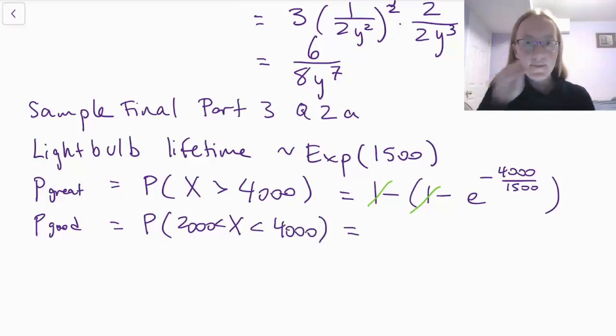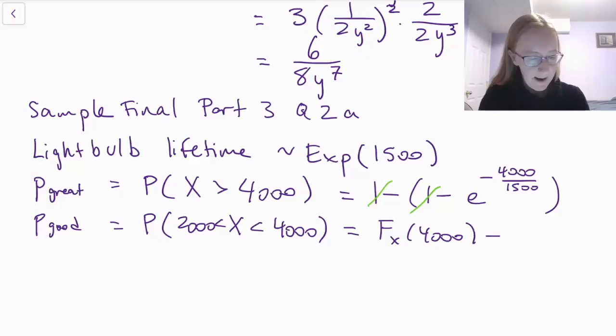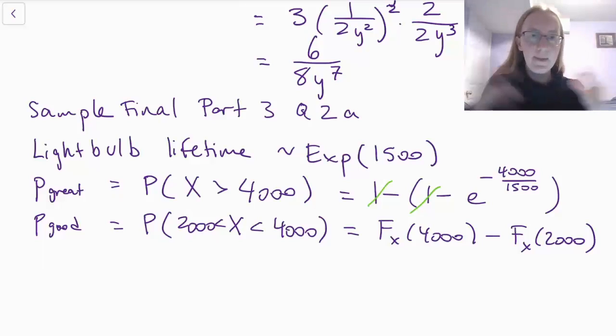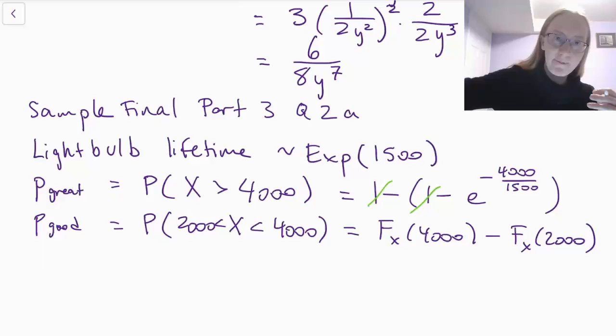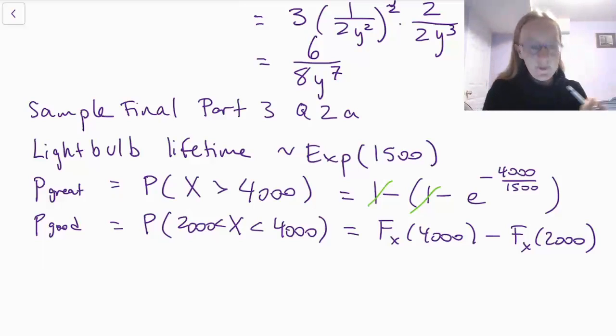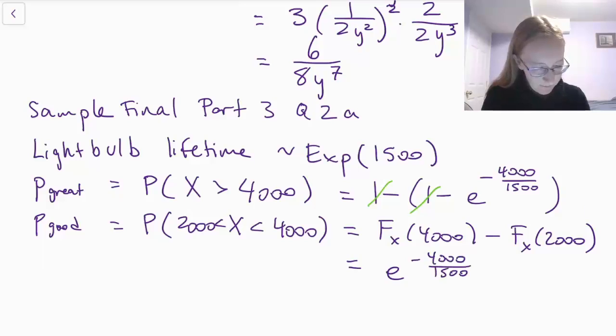And for any random variable, this is just the probability big F of 4,000 minus big F of 2,000. Right? The probability of x being between A and B is big F of B minus big F of A. And each of these is going to be similar to this expression up here. So altogether, we'll get 1 minus e to the negative 4,000 over 1,500, 1 minus that, minus 1 minus e to the negative 2,000 over 1,500.